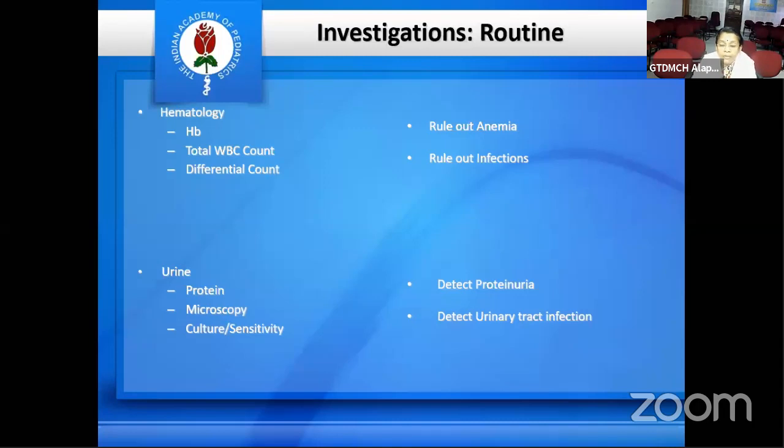Investigations are done to confirm your diagnosis. Hematology: first of all, you have to do hemoglobin, WBC count, total count, and differential count. You want to rule out infections, and hemoglobin to rule out anemia. Urine is the mainstay of investigation to find out nephrotic syndrome. Urine protein to detect proteinuria, and microscopy, culture and sensitivity to see whether there is any urinary tract infection.